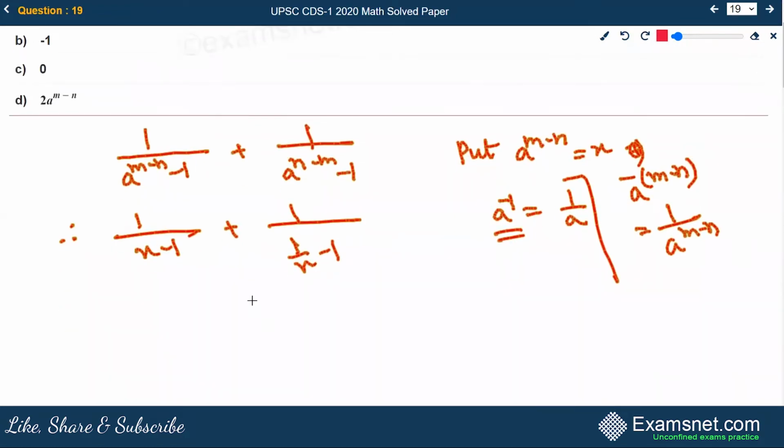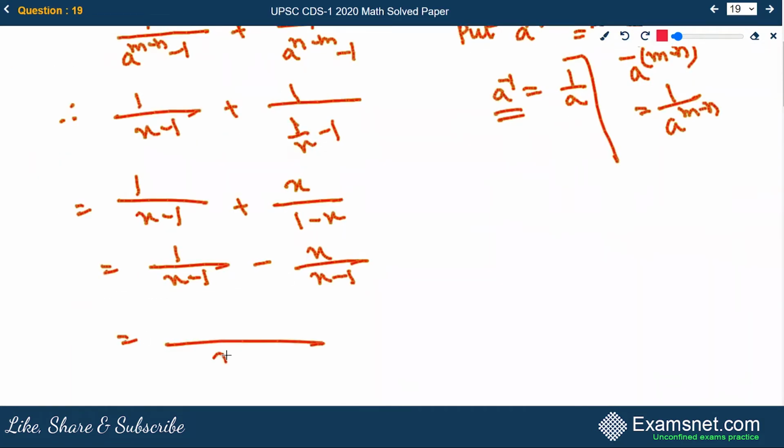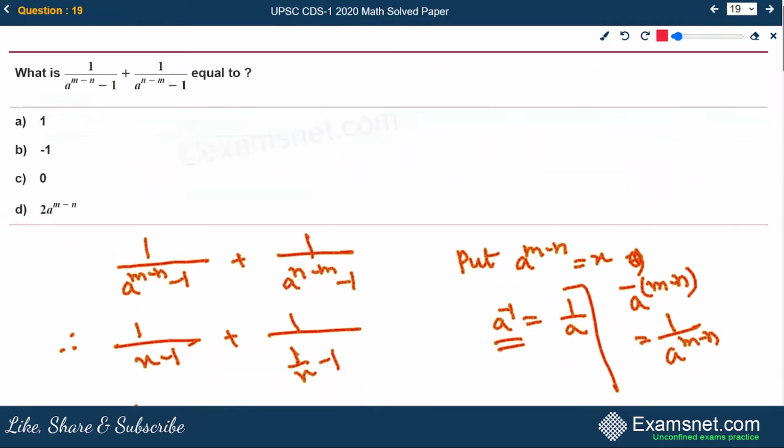Now, if I further calculate this, it will become 1 by (x minus 1) minus x by (x minus 1) after taking common minus. Now x minus 1 and 1 minus x. So minus of (x minus 1) by (x minus 1). So it will result in minus 1. That means the given expression will result in minus 1. Option B is the correct answer here.